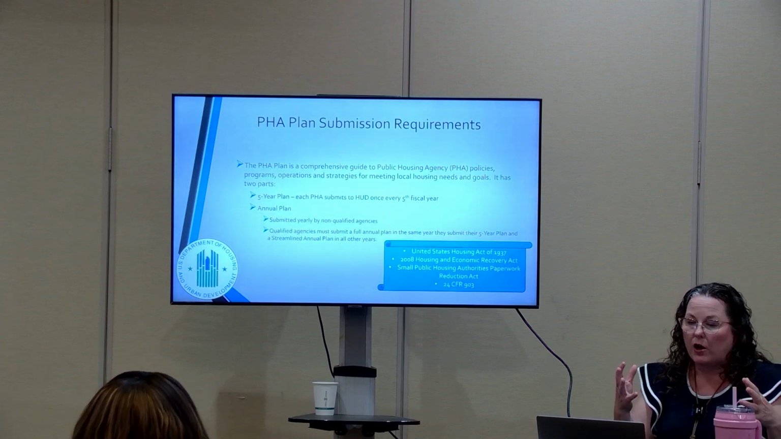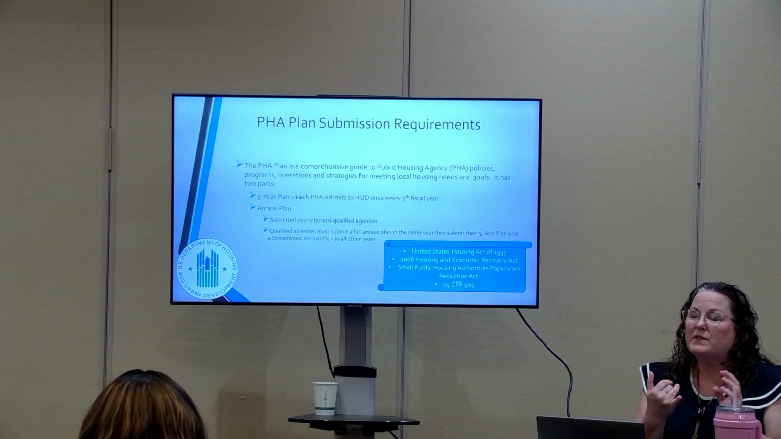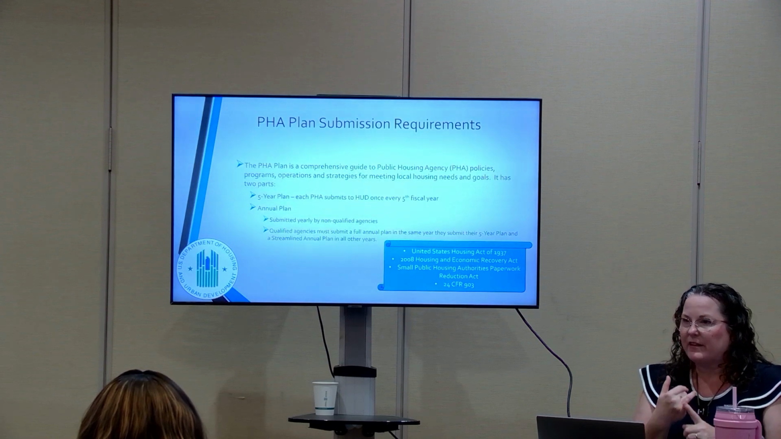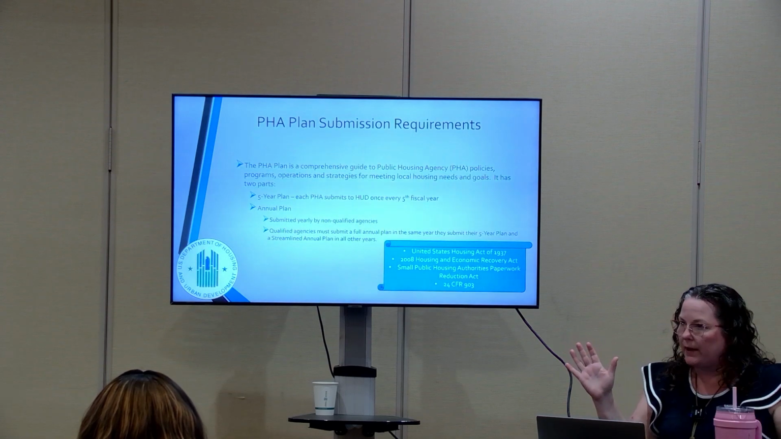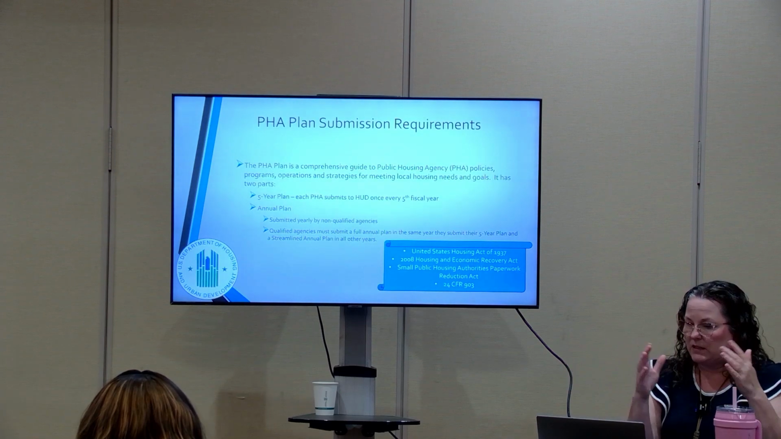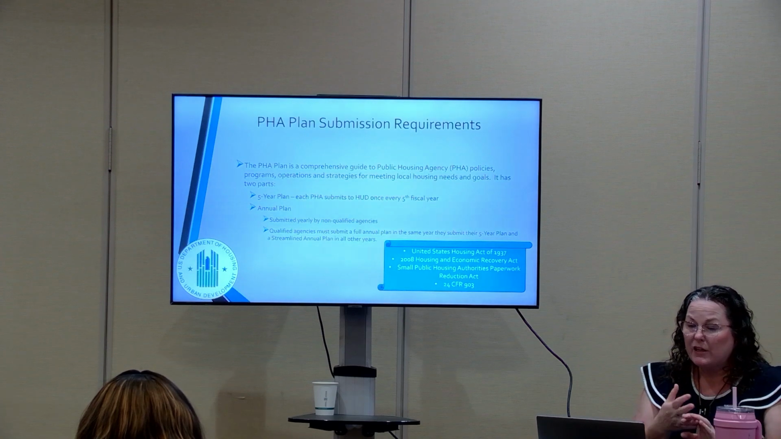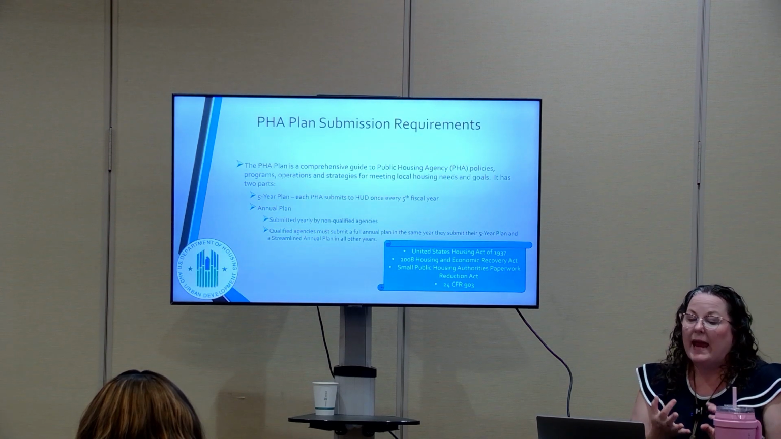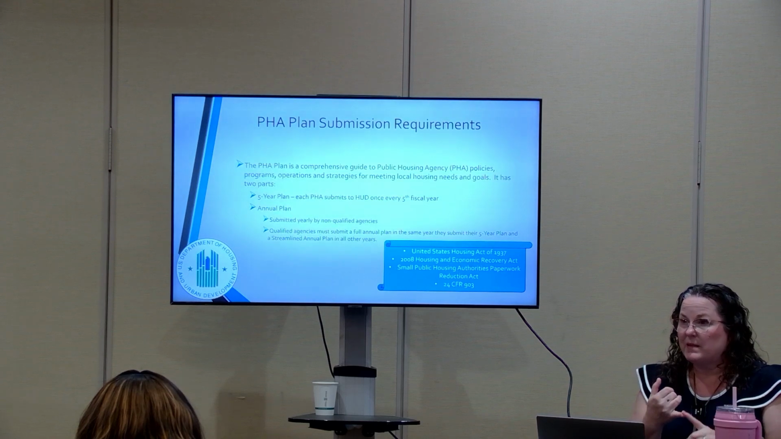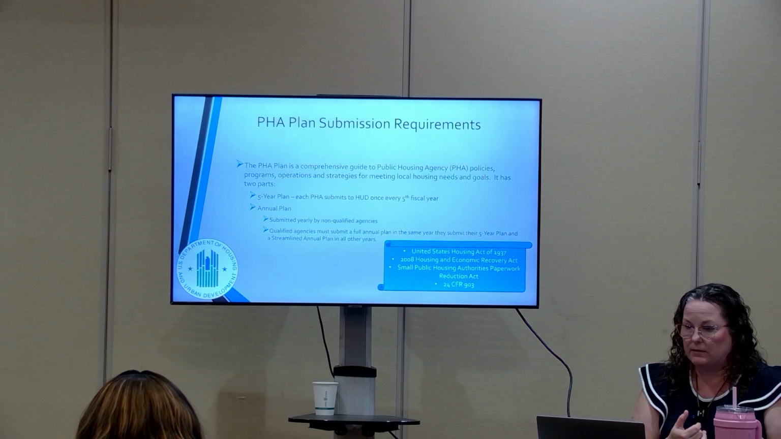So the two parts to the overall plan is that 5-year plan, which you submit to HUD once every 5 years, no matter what. Like I said, it's a 4-page document. It's pretty easy to fill out once you get into the system. Then you have the annual plan. Now that is supposed to be submitted every year by non-qualified agencies.